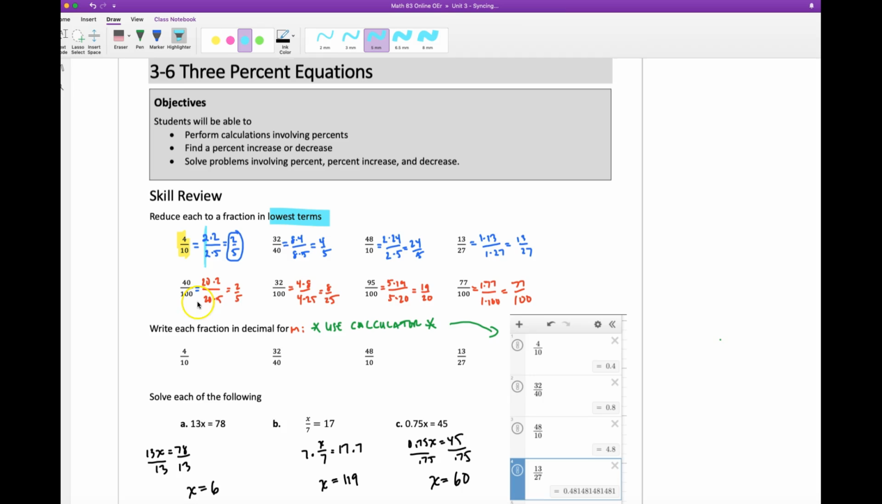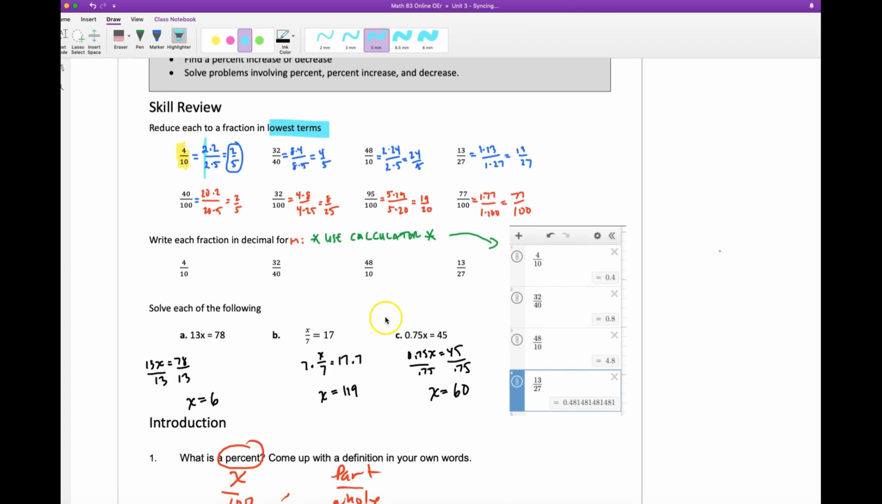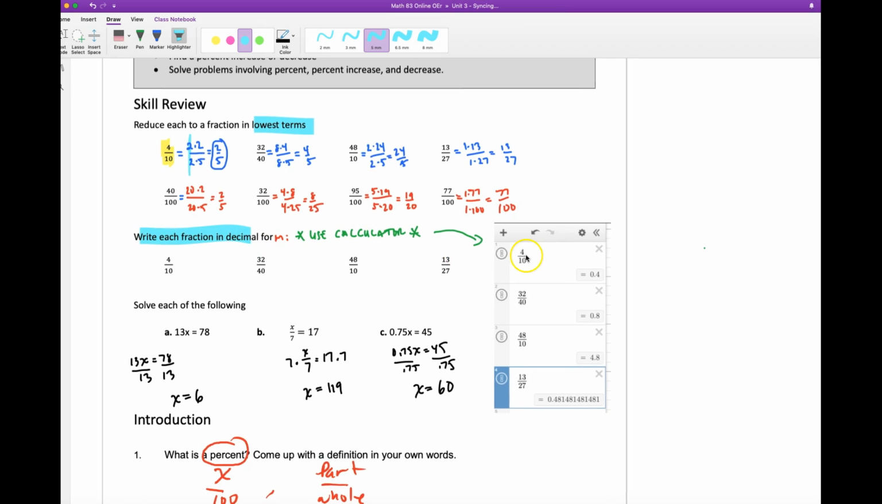And again, when we talk about percents, we really start out with this idea of something out of 100. And that's where that comes from. Another skill you need to have is to be able to convert a fraction into a decimal. And we do that using a calculator. You're not going to do longhand division. So here's the answer to these questions, to these fractions here.